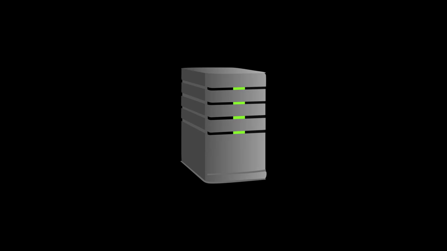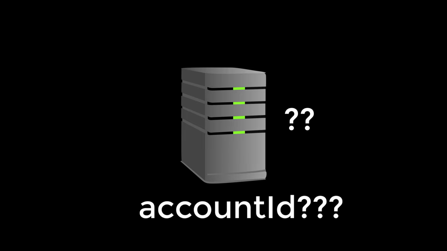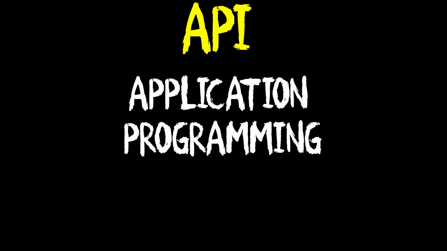But how does this computer on the other end know how to interpret this information? How does it even know the information you're sending is about a bank account, let alone the fact that you're trying to pay a bill? This mystery is solved by the API, also known as the Application Programming Interface.